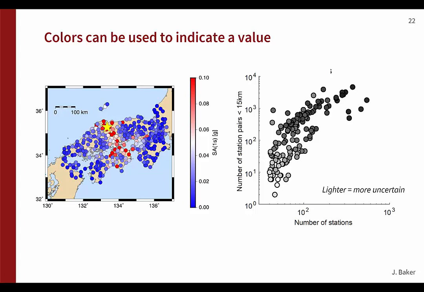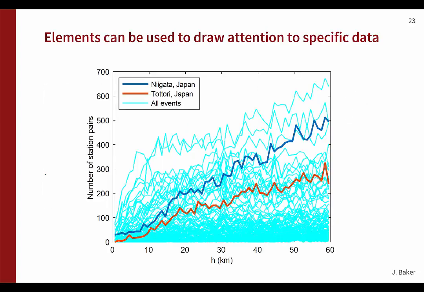Okay. The other thing is, we can use these elements to distinguish values or distinguish between data sets. You can also use these elements to draw attention to specific data. So here's an example where I've got something a little tricky: an H variable that I didn't spell out exactly, but let's assume from context you knew what H was, on the horizontal axis, plotted versus a number of station pairs. And in this case, I've got a lot of data.